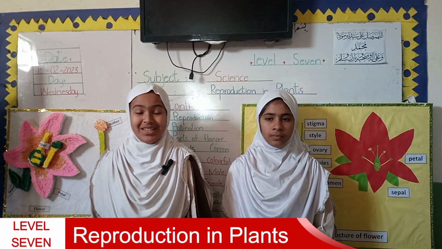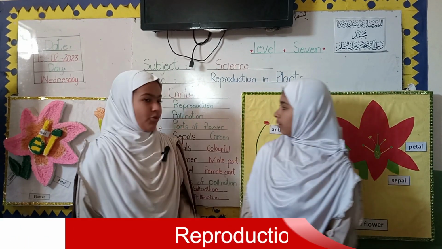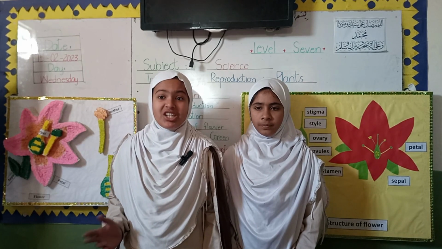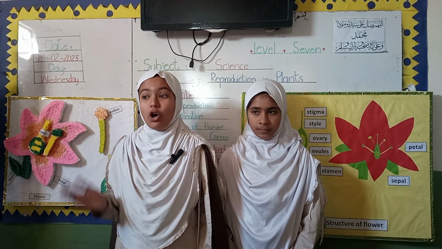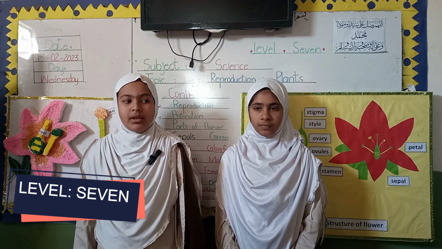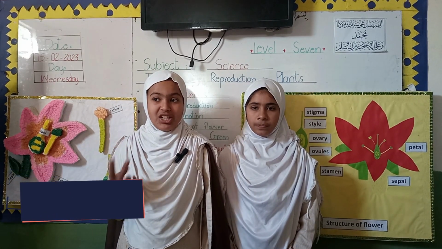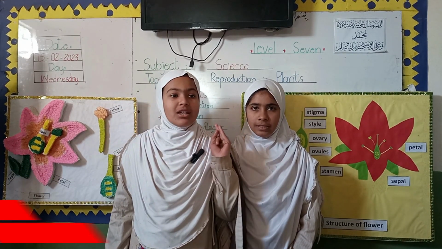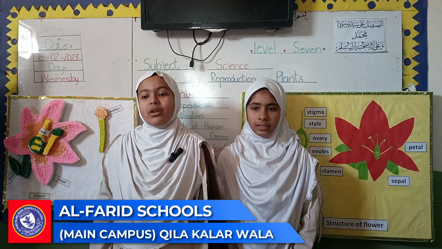I'm Hania from level 7. Today I'm going to tell you about reproduction. Reproduction is a process by which an organism produces more organisms like themselves. There are two types of reproduction: asexual and sexual reproduction.